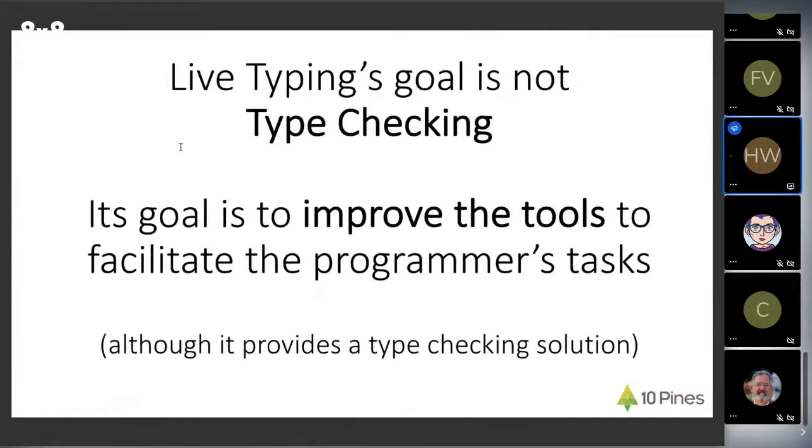One thing that I like to mention is that the goal of LiveTyping is not type checking. You can do type checking, as I will show you, but for me, the main goal is to improve the tools like refactorings, auto-completion, looking for senders or implementers and those kind of things. I think that's the most important thing, at least from a Smalltalker point of view. Type checking, yeah, okay, but it's not the main thing.